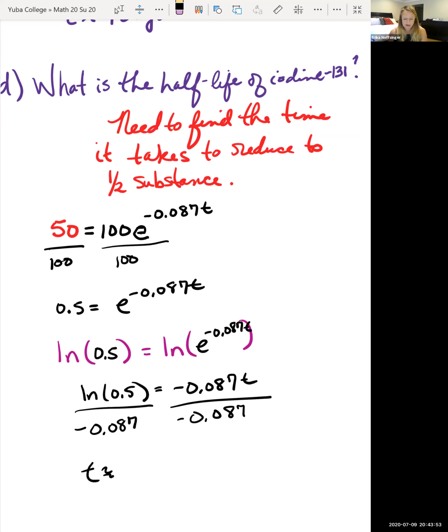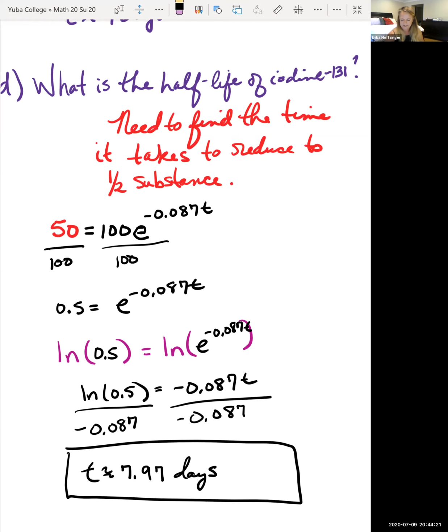So I get 7.967. They round to the hundredths, so 7.967, the 7 rounds the 6 up. So the half-life of the substance is every 7.97 days.